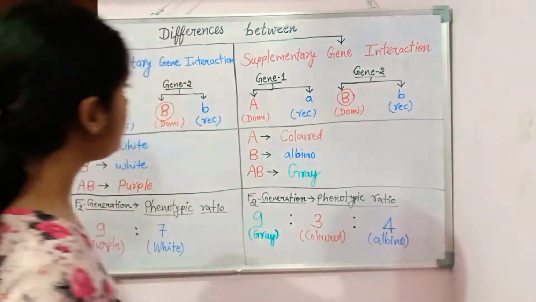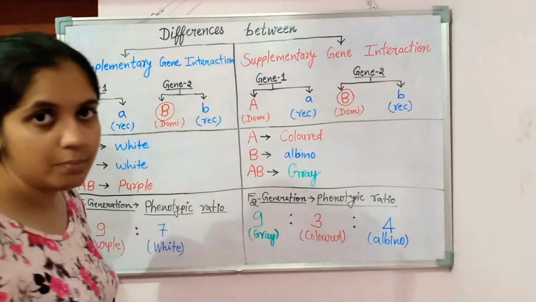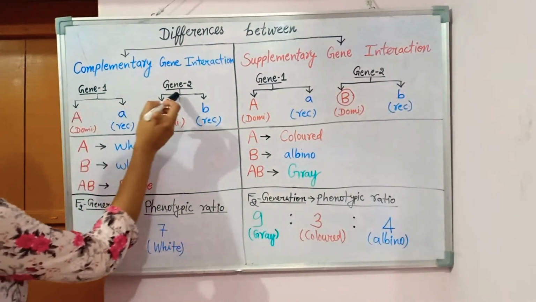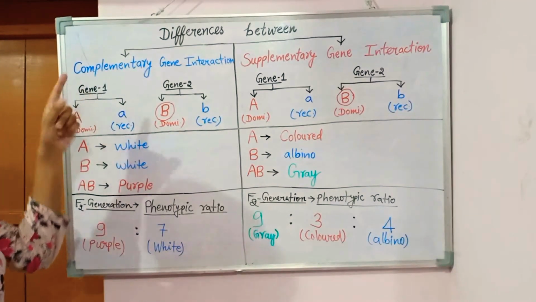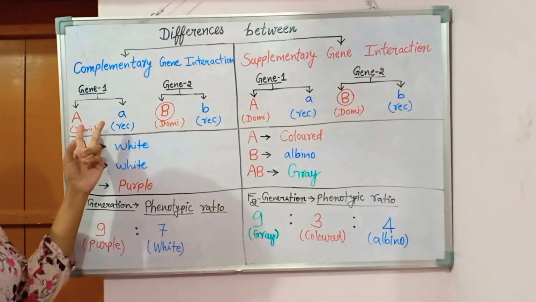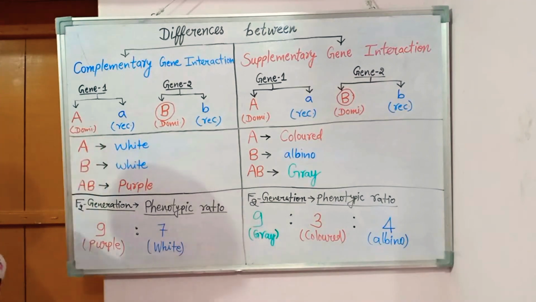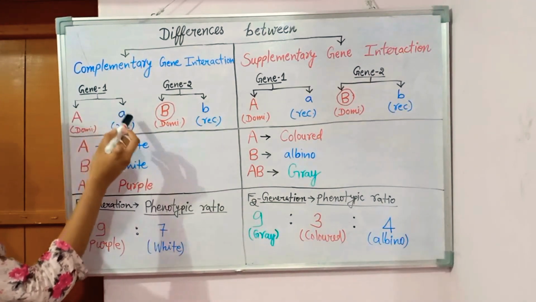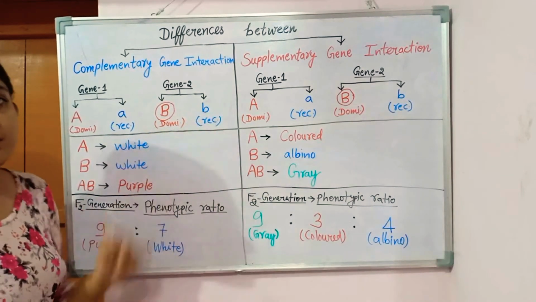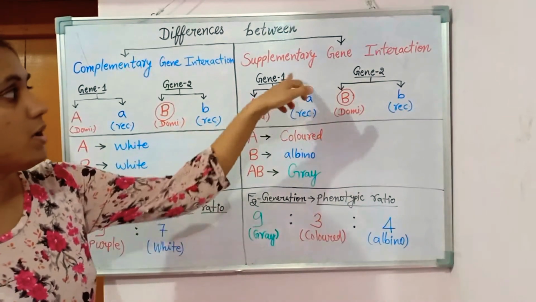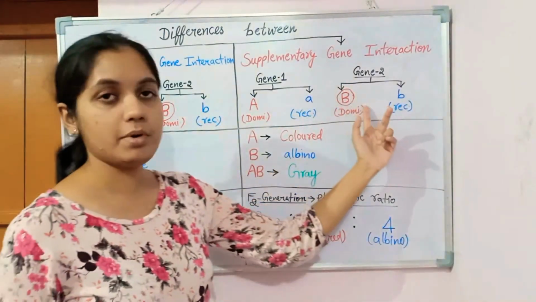So first of all, you know that these are the intergenic type. So gene 1 and gene 2, two genes, are present. Gene 1 has two alleles, the two contrasting forms of the gene: the capital A, which is dominant, and small a, recessive. Here also capital B is dominant and small b is recessive. And here also the same: gene 1 has capital A and small a, and capital B and small b.